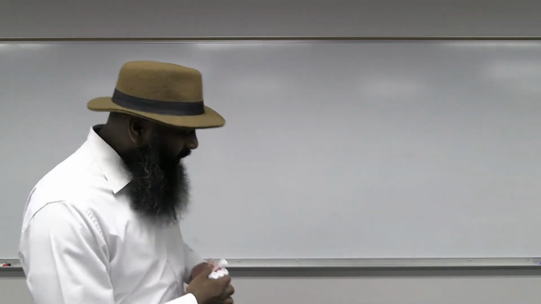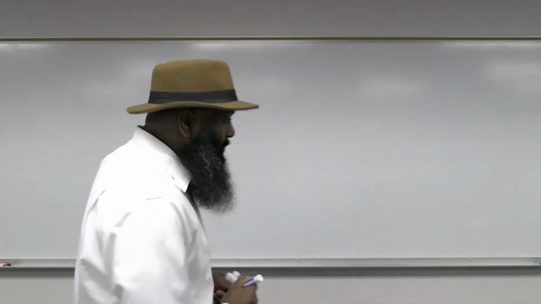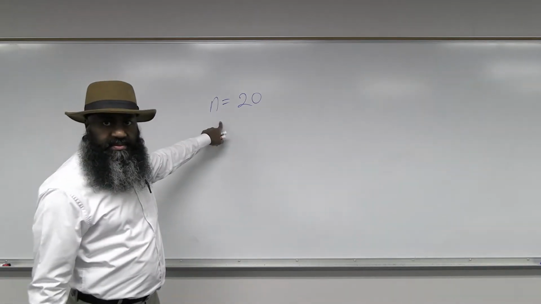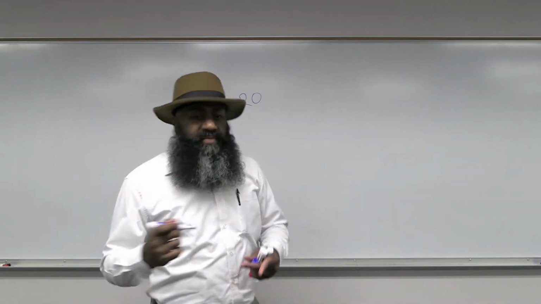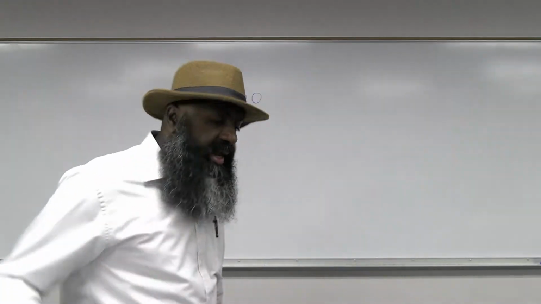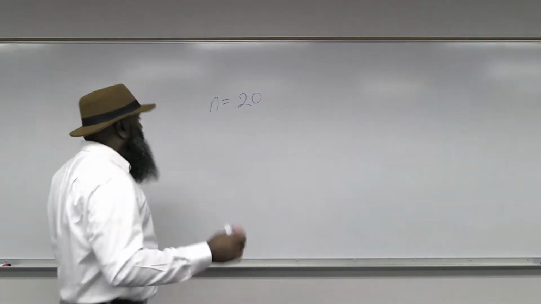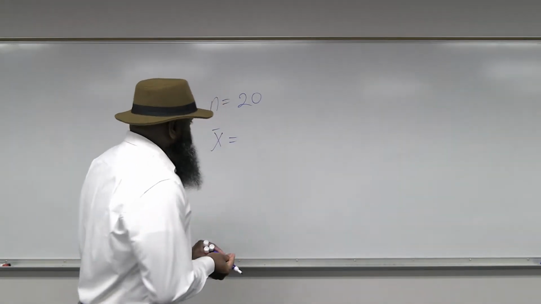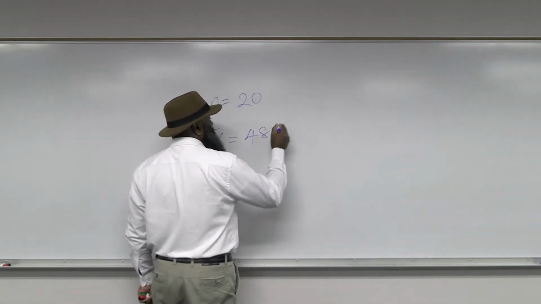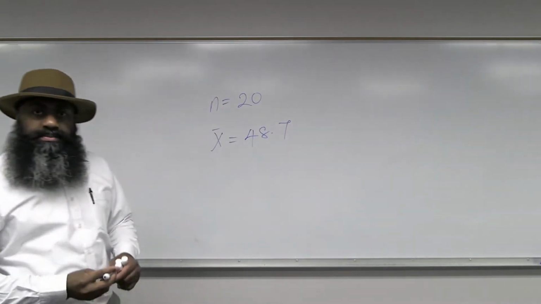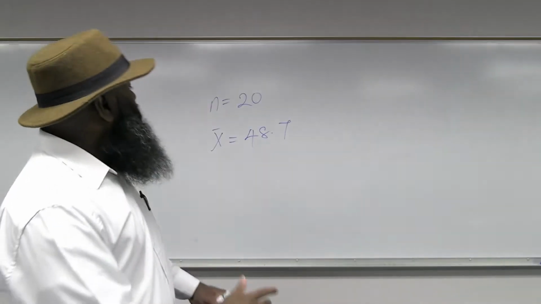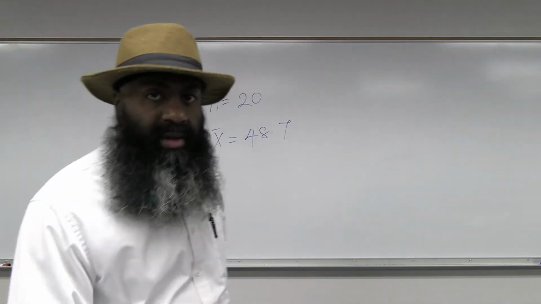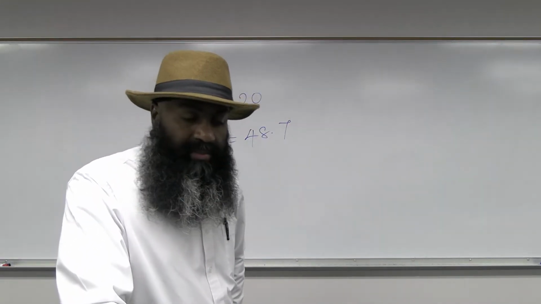Let's say, for example, I took a sample of n equals 20. What is this? This is a sample size. I have collected my random variable on 20 subjects. And I calculated the sample mean. The sample mean is given by x bar. Let's say my sample mean was equal to 48.7 for some random variable. Now, this is called a point estimate. We know that, right? We discussed that when we talked about the confidence intervals.